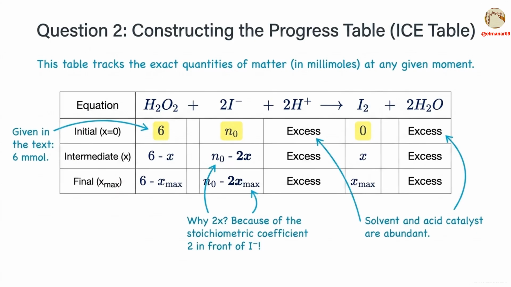As the reaction progresses by an amount x, notice the clever use of stoichiometry. H2O2 loses x, but I- loses 2x because its coefficient is 2. It's like a recipe where you need 2 eggs for every cup of flour. Meanwhile, I2 is being born, starting at 0 and growing to x. This table allows us to calculate the exact composition of our mixture at any moment, just by knowing x.